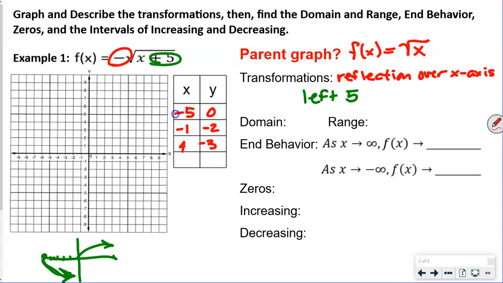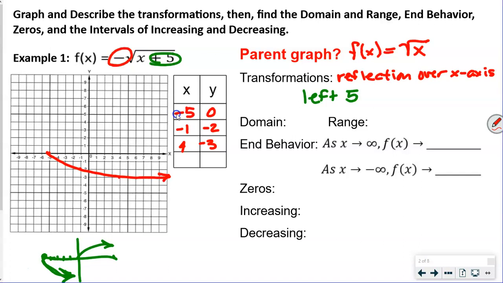Now these are enough for me to at least get a visual graph. So at -5, 0, that's right there. And then we got -1, -2, that's right there. And then we've got 4, -3, okay? So this is enough for us to get our graph, at least a good representation of it, okay? Now we're going to talk through the rest of this.